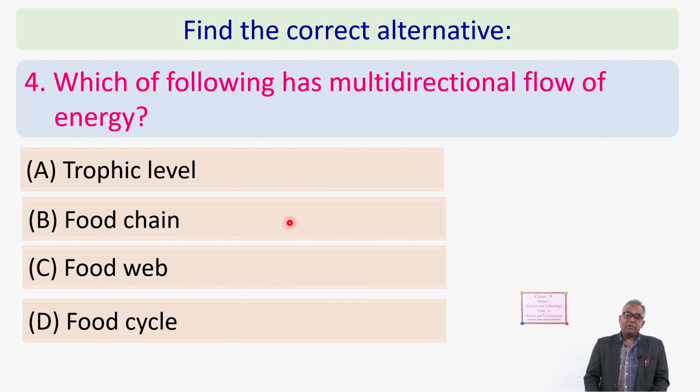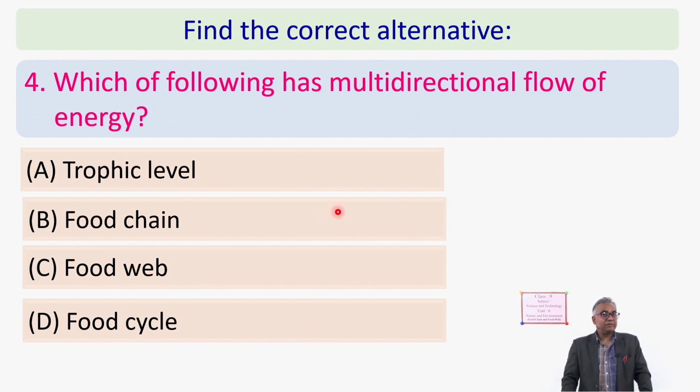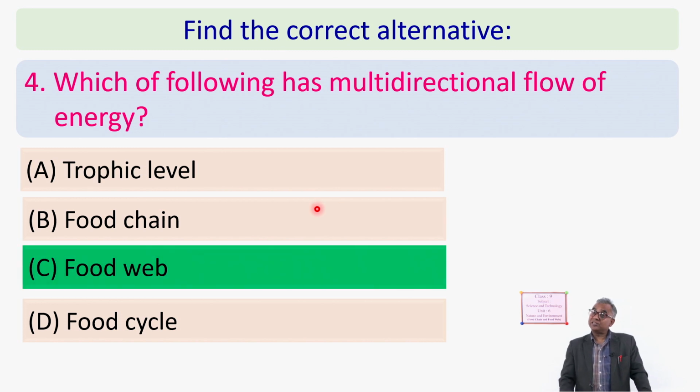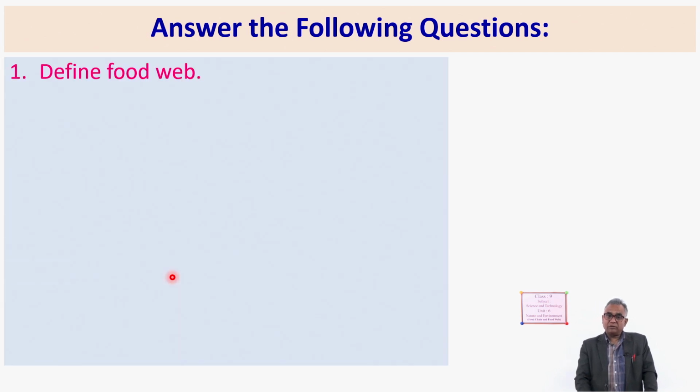Okay. Now next, which of the following has multidirectional flow of energy? I can say multidirectional flow of food and energy. Doesn't matter. Same thing. So easily you have guessed. You may be confused between food web and food cycle because food web is also a type of food cycle. But food cycle is not only the food web. There may be food chain also. That's why the perfect answer is food web. Because food cycle may be food chain, may be food web. So there are both, unidirectional and multidirectional. So your perfect answer is food web.